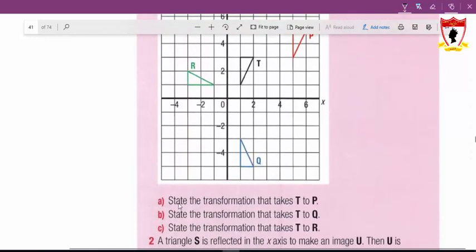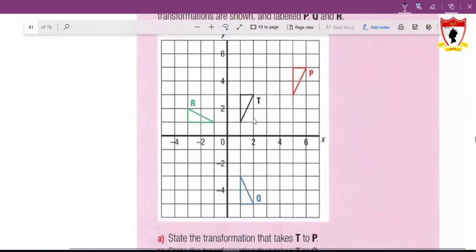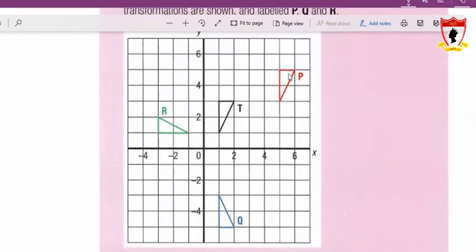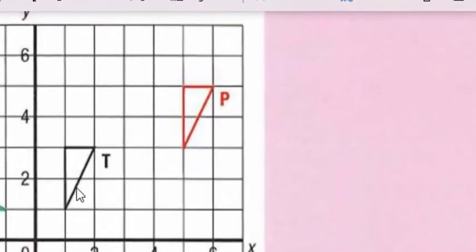Okay, what is the question? State the transformation that takes T to P. Which transformation takes T to P? As you see, T didn't change direction, T didn't flip, so it means it's just translation. And we have to describe the translation. Look, T is moved like this to be P. For the translation, we can focus on one corner of the triangle, which is better.